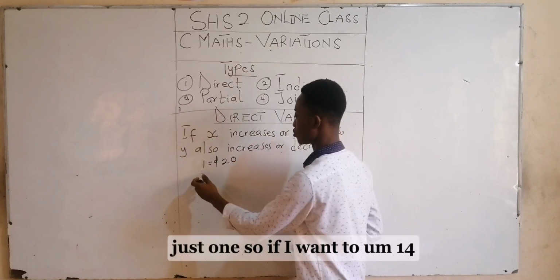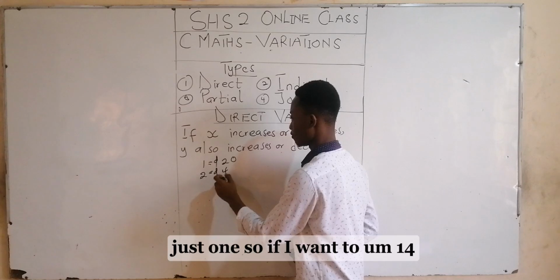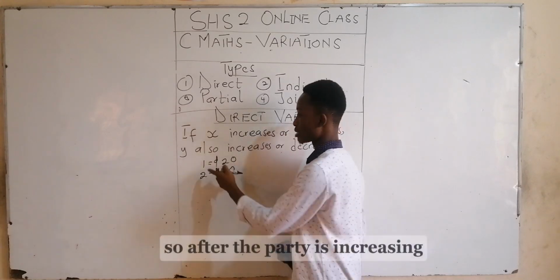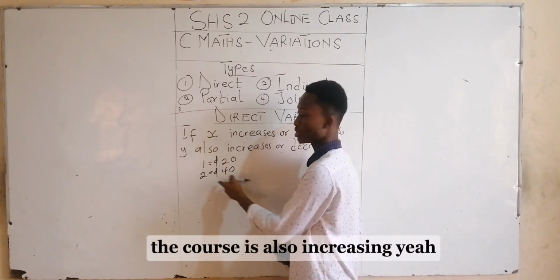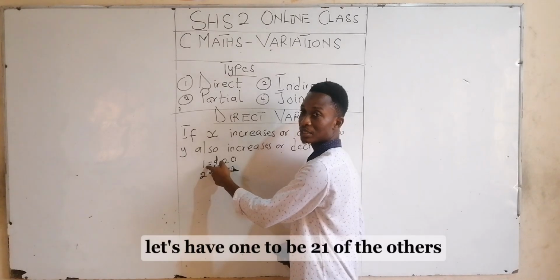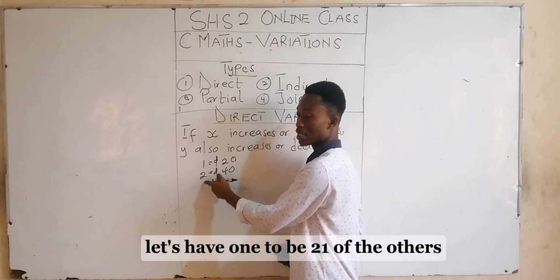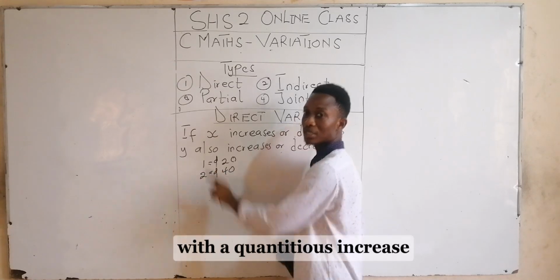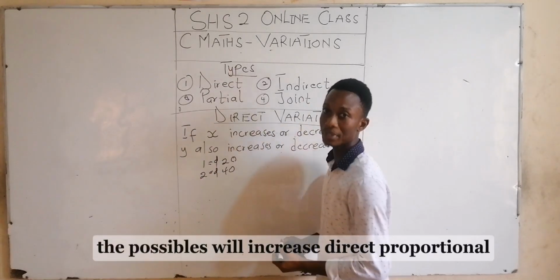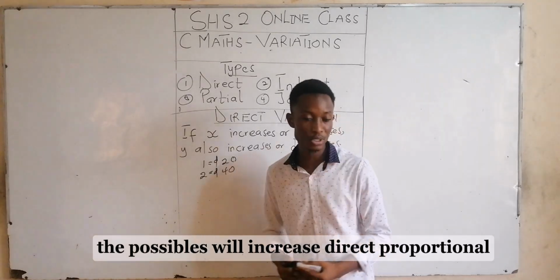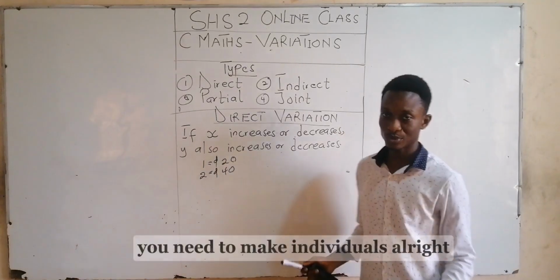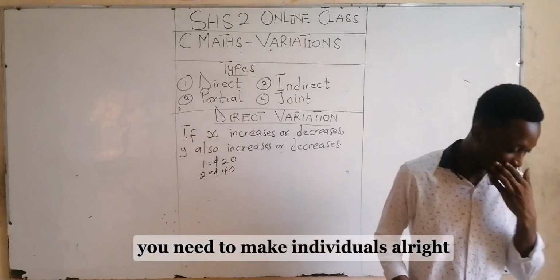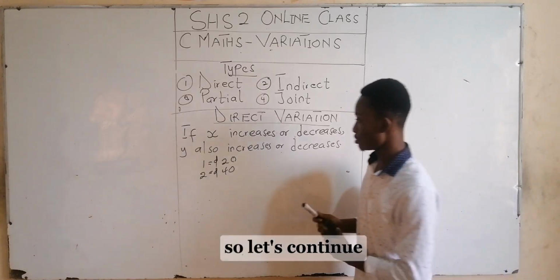So if I want two, that would be 40 Ghana cedis. So as the quantity is increasing, the cost is also increasing. Yeah, I just had one to be 20. One has been added, so the quantity has increased. The cost will also increase. Direct proportional, direct variation. Very, very easy and simple. Believe me, you get it. All right, so let's continue.